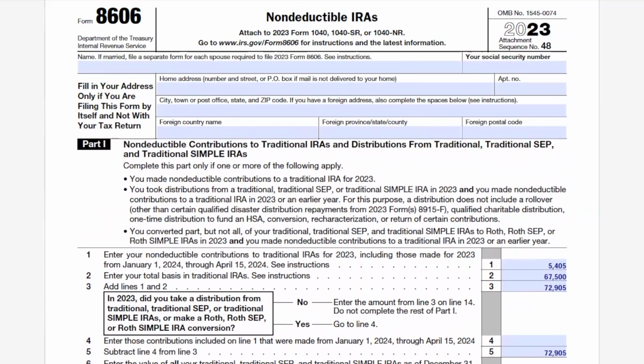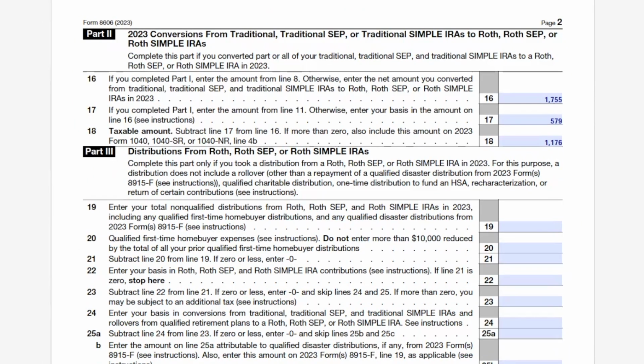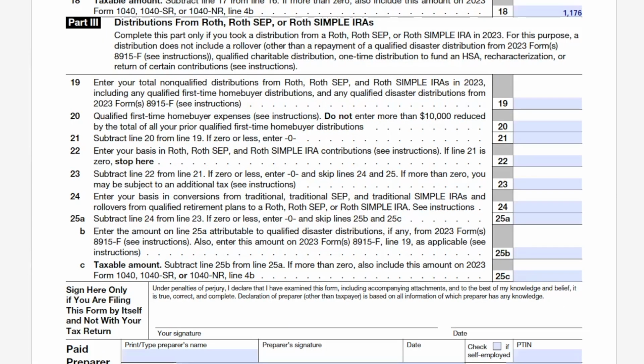Here is the Form 8606, which reports non-deductible traditional IRA contributions and year-end IRA cost basis in Part 1, Roth conversions, including backdoor conversions, in Part 2, and Roth IRA distributions in Part 3. If you implemented one of these strategies, ensure this form is included in your federal tax return, one for each applicable spouse. Otherwise, you may pay taxes twice on the same money accidentally.